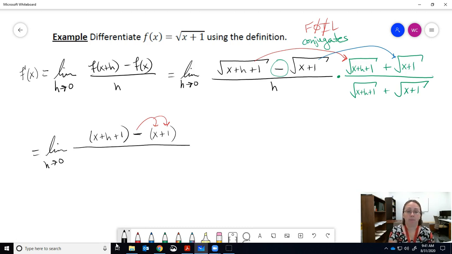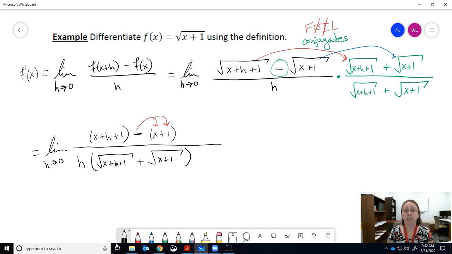On the bottom, you could distribute the h if you wanted to, but it's not going to simplify. Kind of look ahead and see where it's going. It's just going to make a bigger mess. So I would leave it factored in hopes that we can reduce while we're in the factored form. So I'm just going to copy the conjugate down to the bottom. And let's see what we can do.